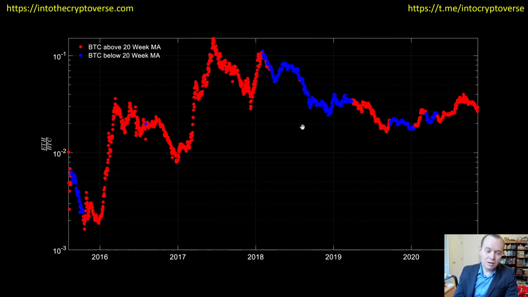Now, one of the things we talked about before is just measuring the Ethereum Bitcoin ratio by whether Bitcoin is above or below its 20-week moving average. And you can see historically the Ethereum Bitcoin ratio tends to go up during this time, right? It went up here, it went up here, and it went up here. The only time it really didn't go up was earlier in 2019.